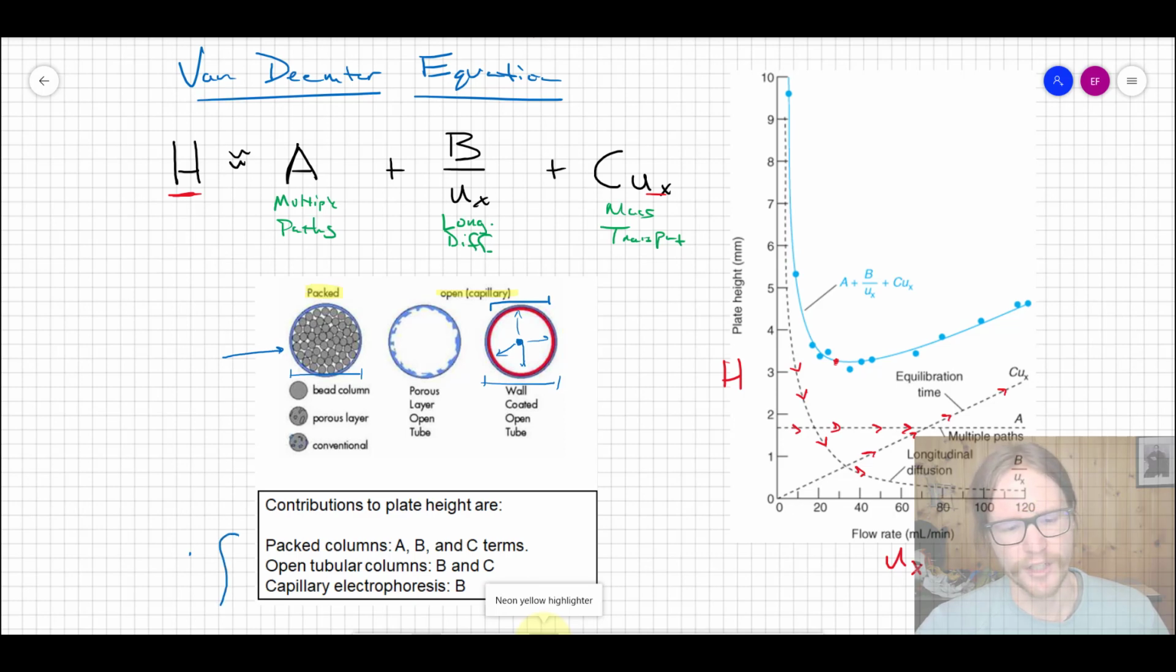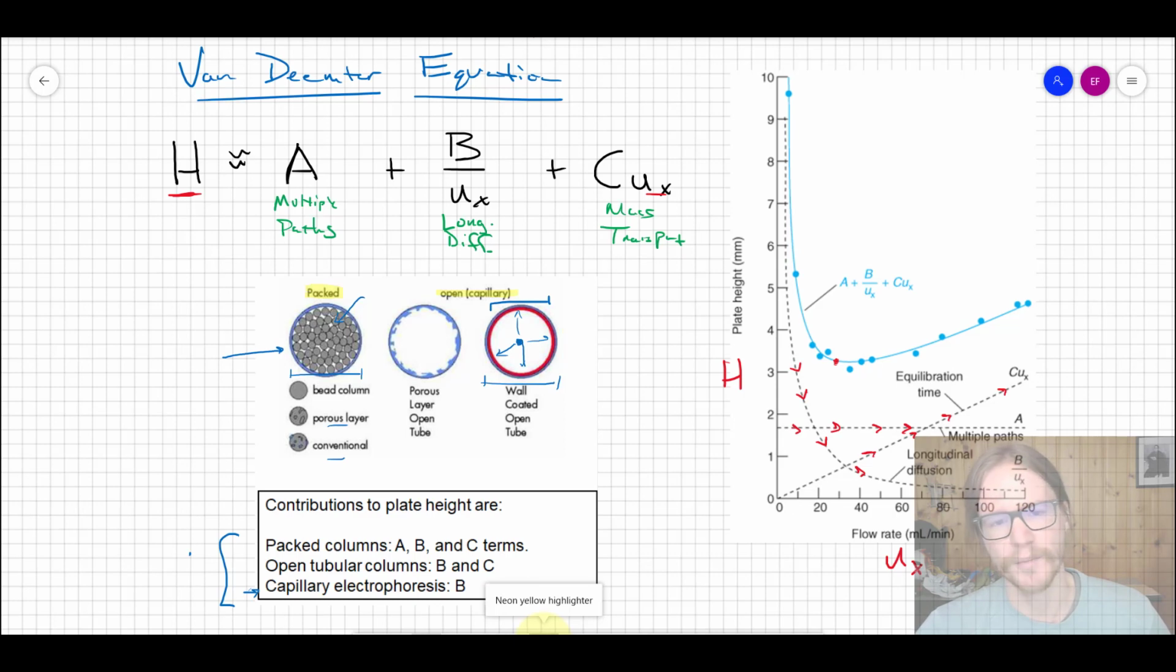So just think hypothetically in this Van Deemter equation what the contributions to plate height are as a function of these different columns, and we won't consider this last one here. But for packed columns, all three terms are operative here. Certainly multiple paths is a big one, which is going to be a function of both the size of these beads and also their porosity.